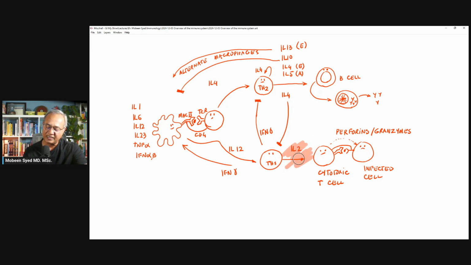Interleukin 2 is just released in the environment, and any cytotoxic T cell that is bound to an infected or cancerous cell through its MHC1 is affected. MHC1 is here, and the T cell receptor is here, and the CD8 molecule is here. So when this structure is formed and you pour interleukin 2 on them, this cytotoxic T cell will become totally angry and active. It would release perforins and granzymes that would kill this cell.